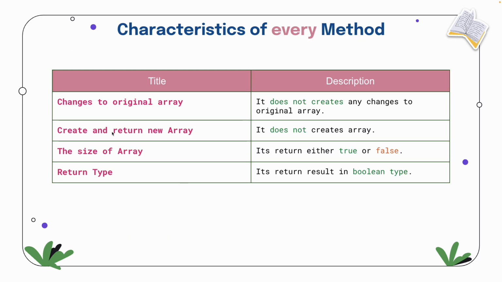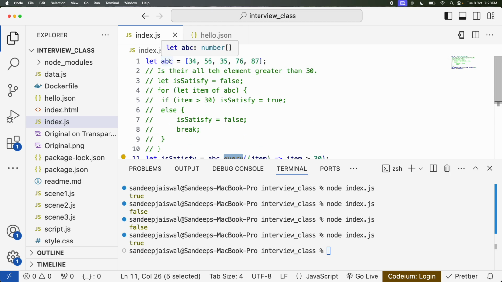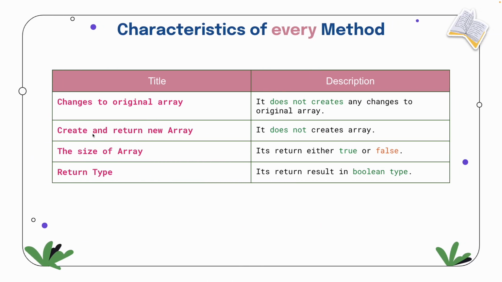So what are the changes? The every method does not create any changes to the original array, because it's just returning true or false. It's not making any changes to ABC. Does it create and return a new array? No, it does not create any array. It just returns either true or false. So what is the return type? The return type will always be Boolean, either true or false. That is the every method.